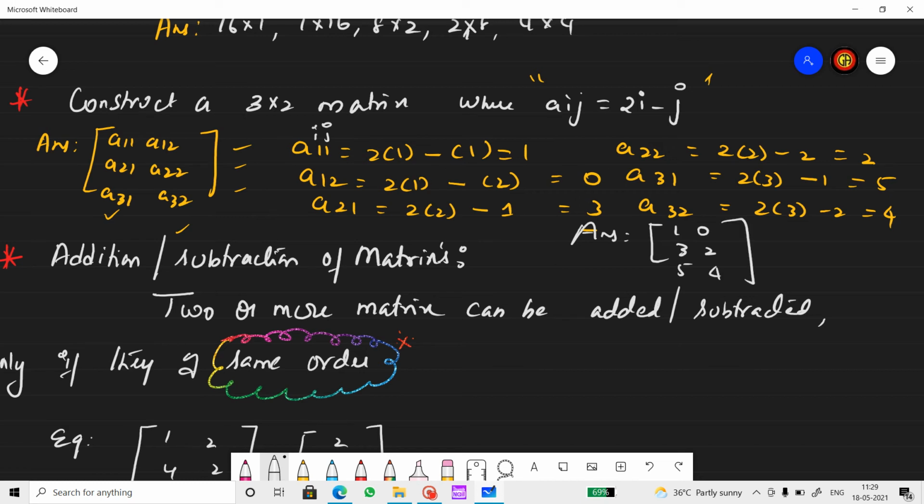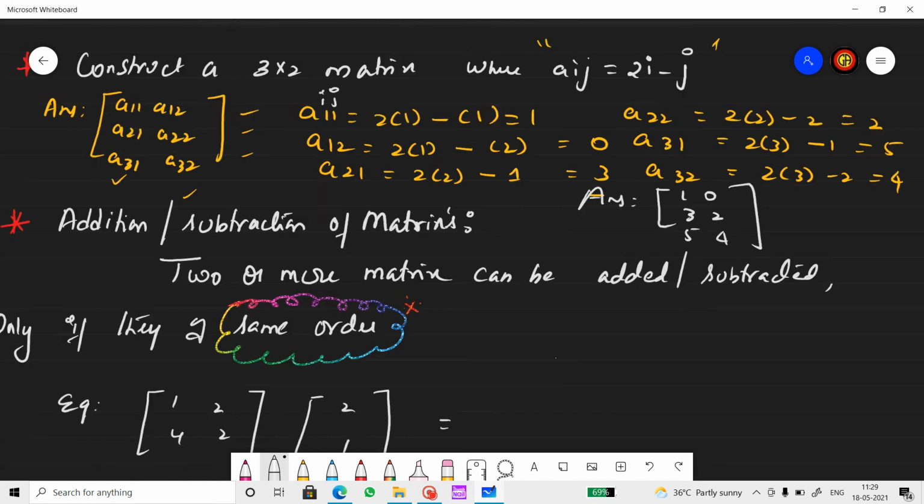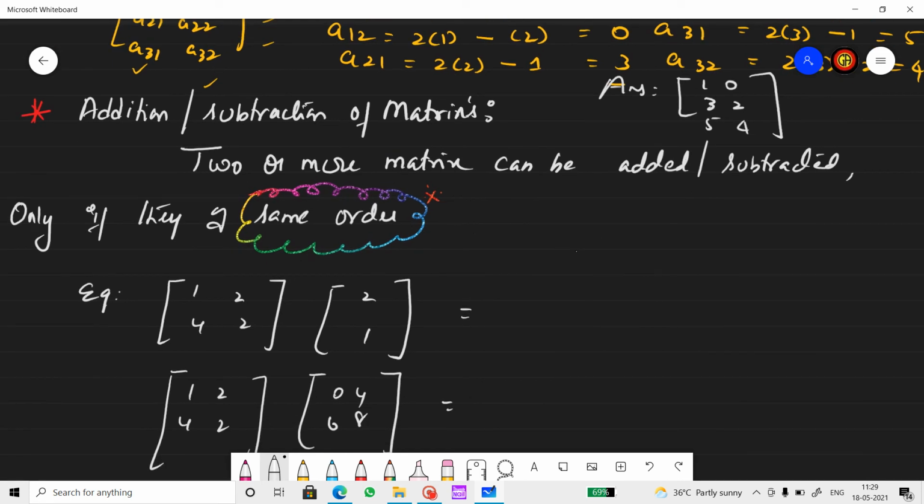Alright, so we have constructed a 3 by 2 matrix whose elements are in the form of 2i minus j. Now, addition and subtraction of matrices. When two or more matrices are to be added or subtracted, it can be done only if they are of the same order. So this is important.